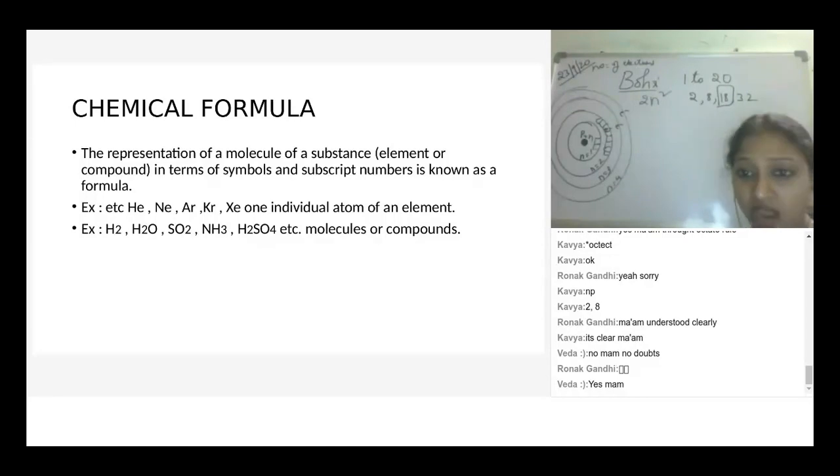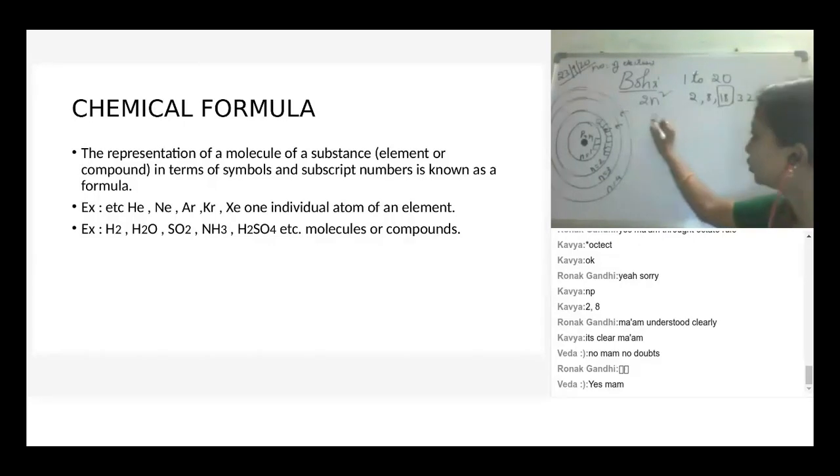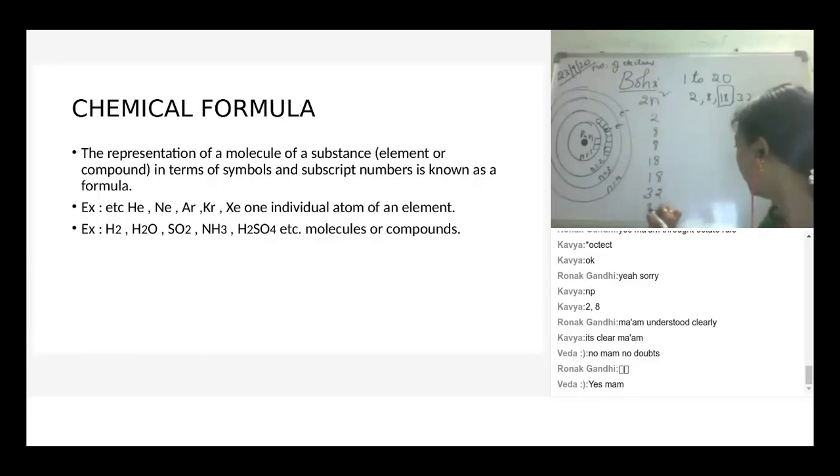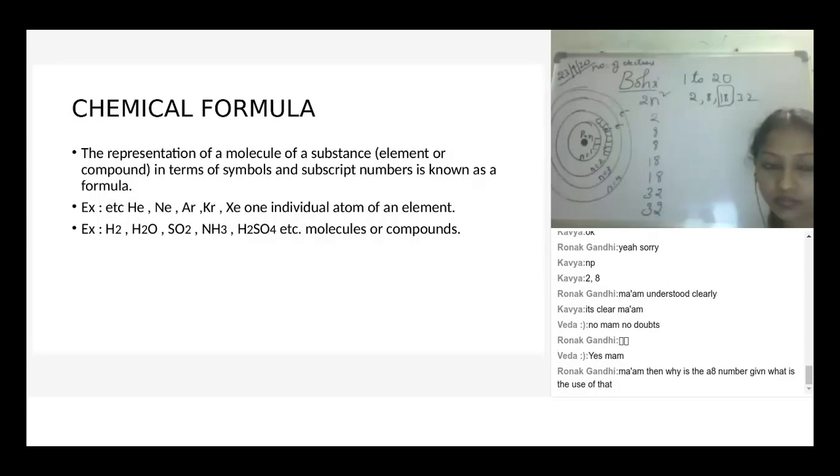Immediately he gave his idea of one more configuration, that is 2, 8, 8, 18, 18, 32, 32. Understood? Why is the number 8 given? What is the use? Only the third shell cannot bear 18 electrons, but the fourth shell can bear, and the fifth also can bear. Even the fourth shell can bear 32 electrons. Why can't it bear 18?